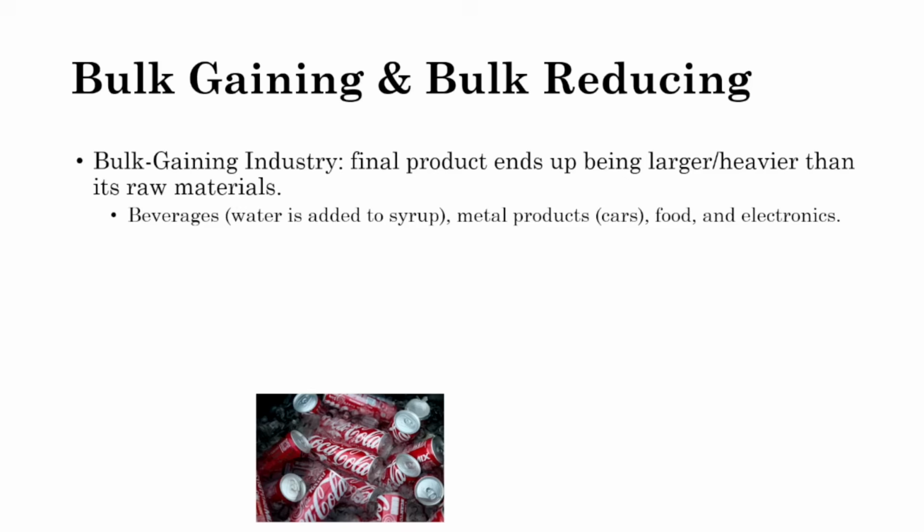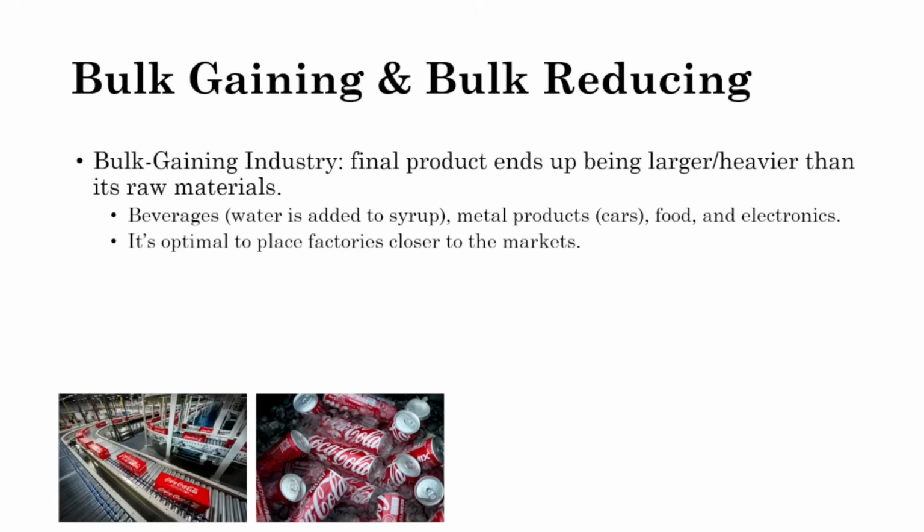Also electronics, so your TV, this laptop that I'm filming on, I have my tablet, my phone. Those things are all going to be bulk gaining industries. The silicon that's extracted out of the ground that's used to make my processing chip, that's used to make my laptop, the laptop's obviously a lot heavier than those individual products. So that makes it a bulk gaining industry. Now, what does this mean in terms of the least cost theory? What it means is that it's optimal to place the factory closer to the markets. That way you minimize the transportation time, and overall you minimize the transportation costs.